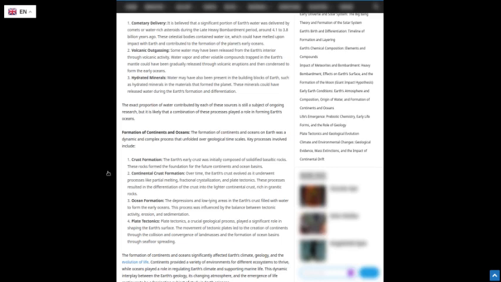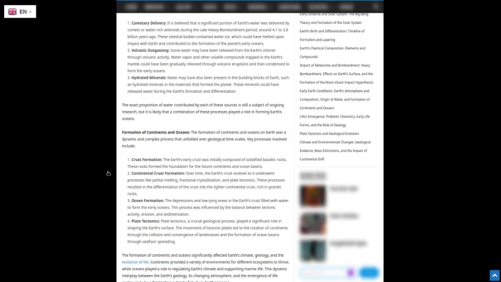Key processes involved included: 1. Crust formation. The Earth's early crust was initially composed of solidified basaltic rock. These rocks formed the foundation for the future continents and ocean basins.